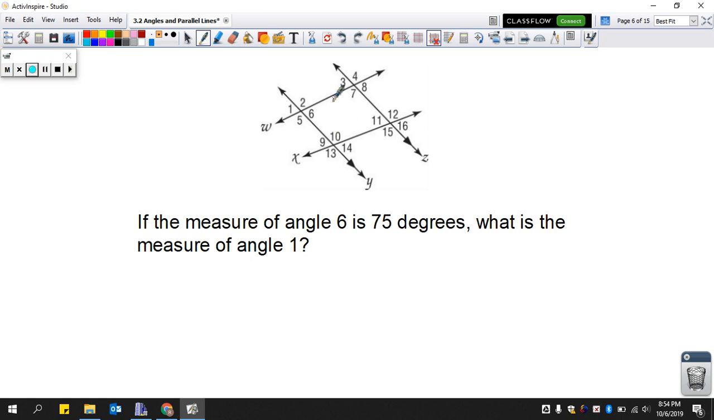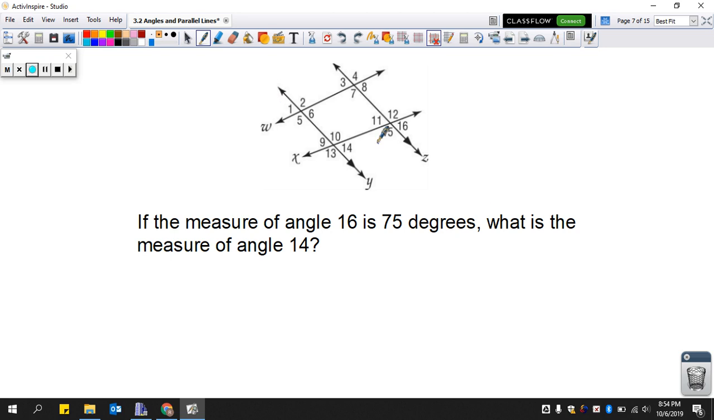Measure of angle 6 is 75 degrees. What's the measure of angle 1? Well, you can see here that those two angles are formed by the intersection of line W and line Y. And so these are vertical angles, and vertical angles are congruent. So angle 1 is 75 degrees.